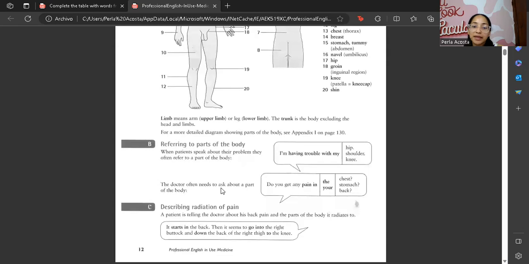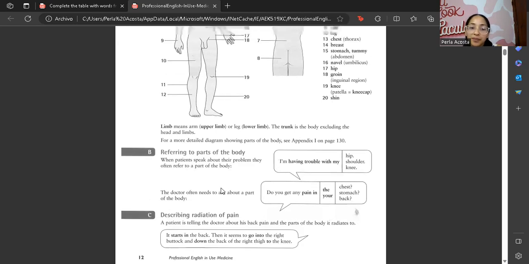Okay, limb means arm, upper limb, or leg, lower limb. The trunk is the body, excluding the head and limbs. For a more detailed diagram showing parts of the body, see Appendix 1 on page, okay.